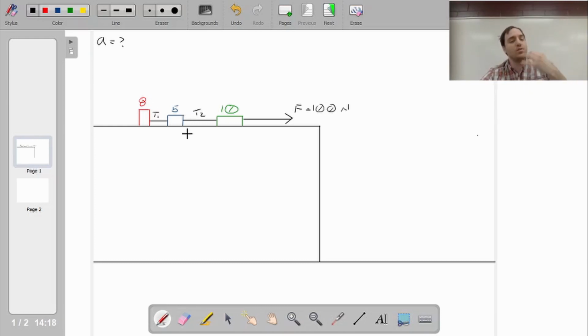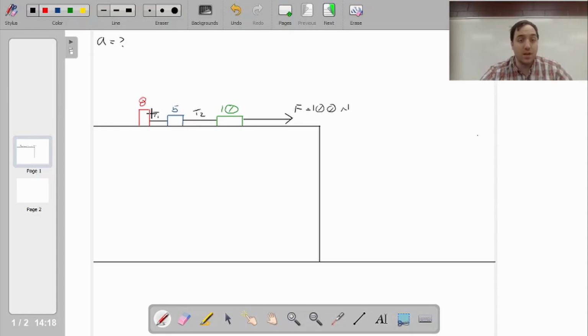In order to figure out either of these, you have to understand how we think about this. Some assumptions that we make first. First, we're still assuming that the strings are massless and we're going to ignore friction for the time being. Adding in friction we'll talk about later. So to start, let's talk about the acceleration before we talk about the two tensions.